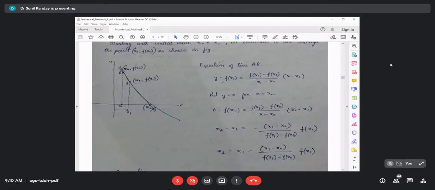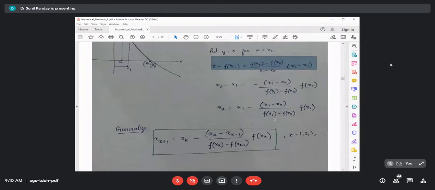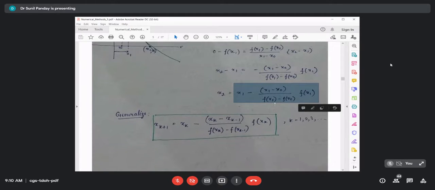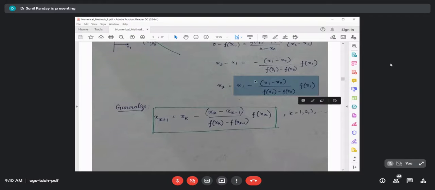But with that assumption, we try to find our next approximation x2. So we substitute y equals 0, and in place of x we substitute x equals x2, and then we have this. After simplification, we keep x2 minus x1 on one side and the other part on the other side, and finally this is our iterative procedure. So if we have x naught and x1, with their help we can easily calculate x2.